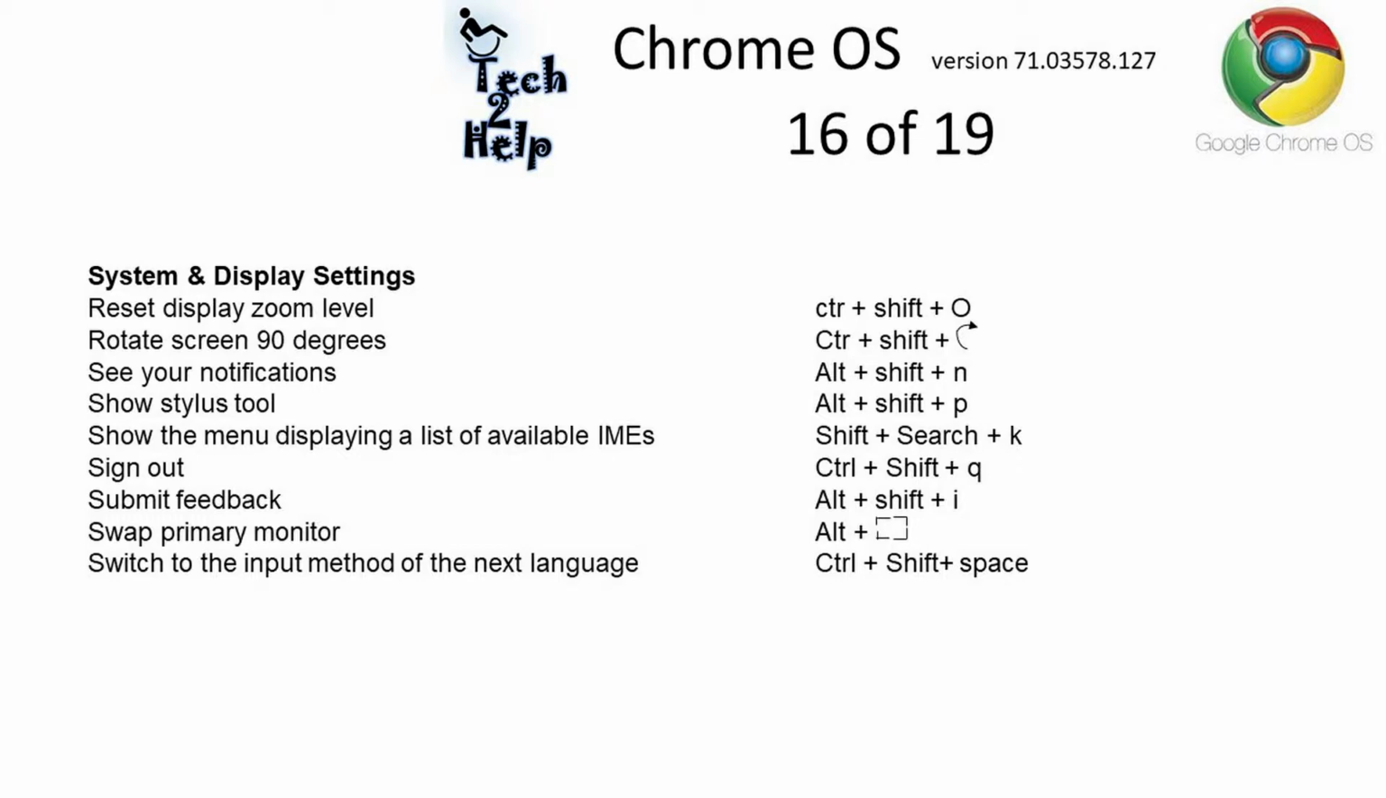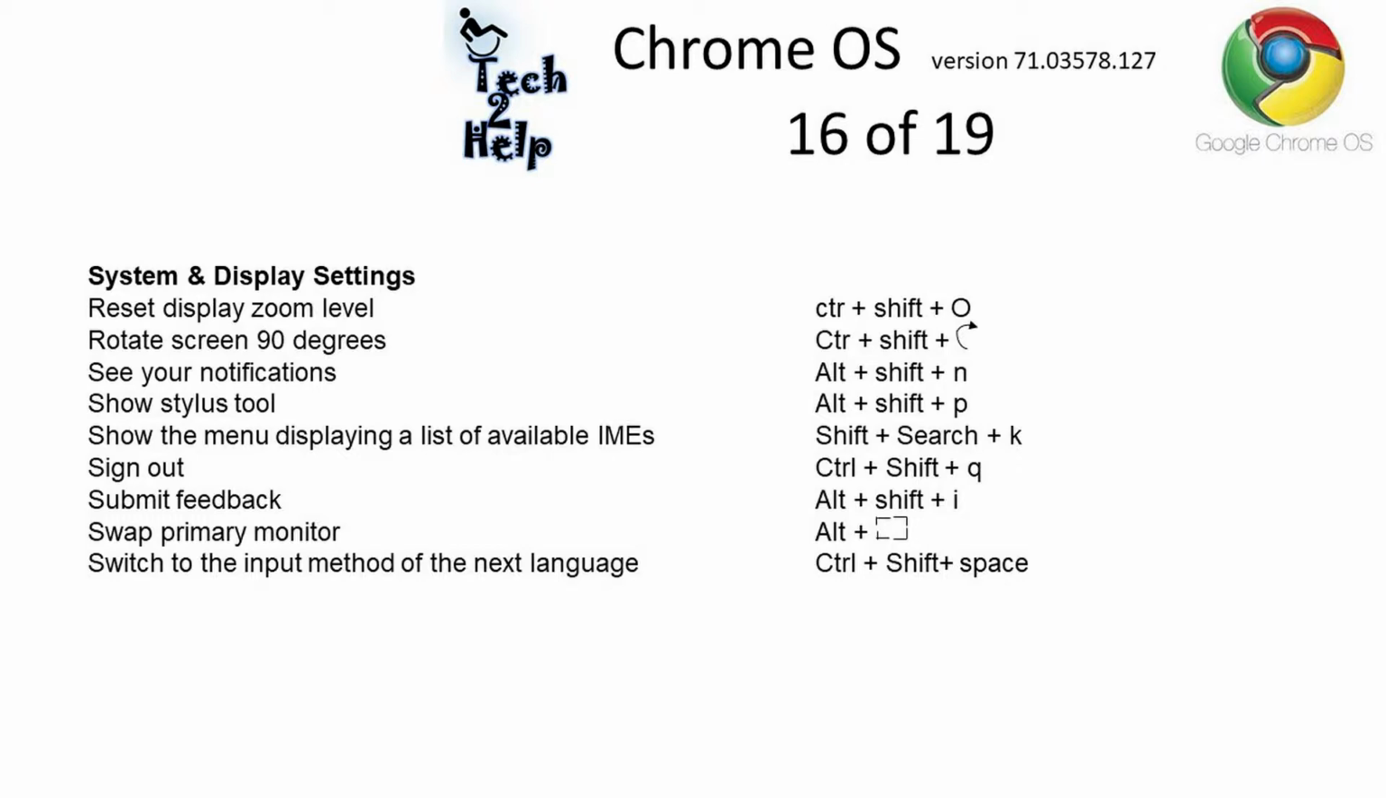Reset Display Zoom Level: Center plus Shift plus O. Rotate Screen 90 degrees: Center plus Shift plus. See your notifications: Alt plus Shift plus N. Show Stylus Tool: Alt plus Shift plus P. Show the menu displaying a list of available items: Shift plus Search plus K.